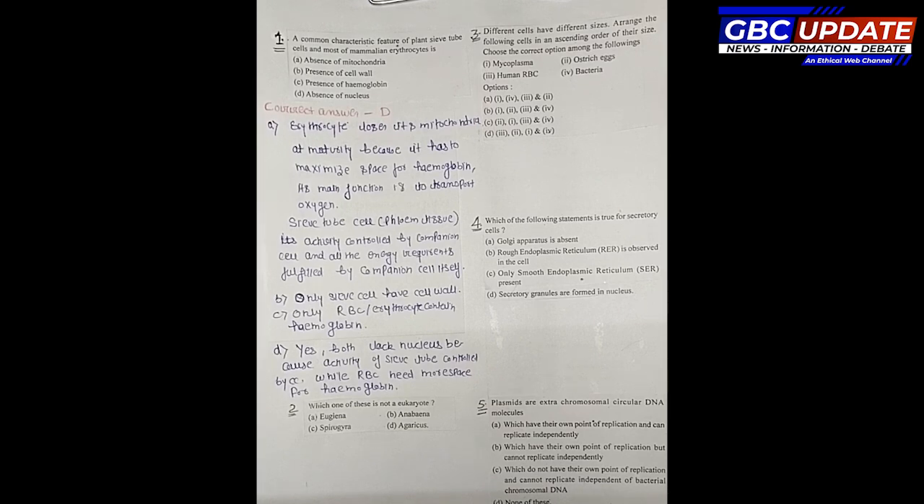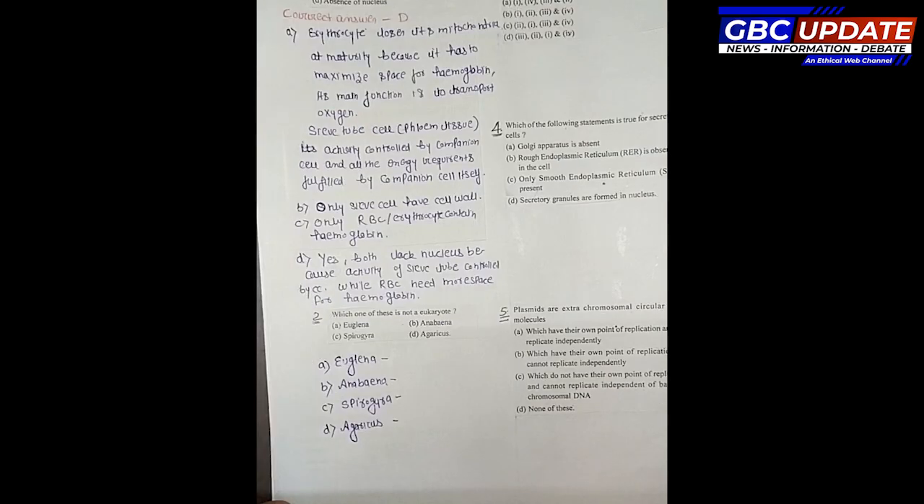Yes, this is the correct answer, because both of these cells lack a nucleus. The activity of the sieve tube is controlled by the companion cell, while RBC's main function is containing hemoglobin and transporting oxygen to the various parts of the body. So D option is the correct answer for both.